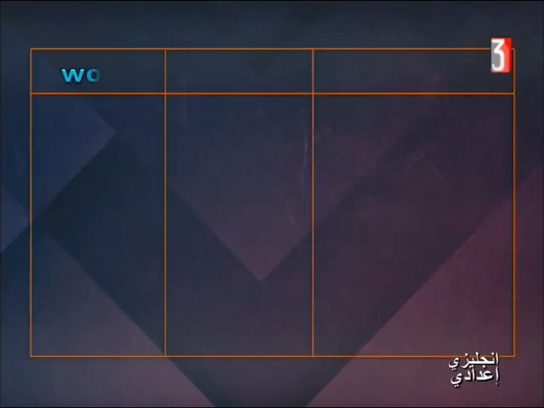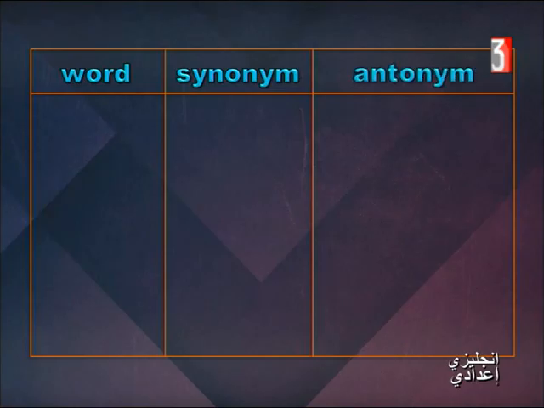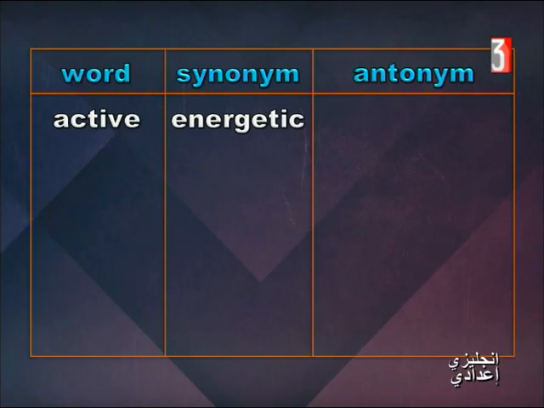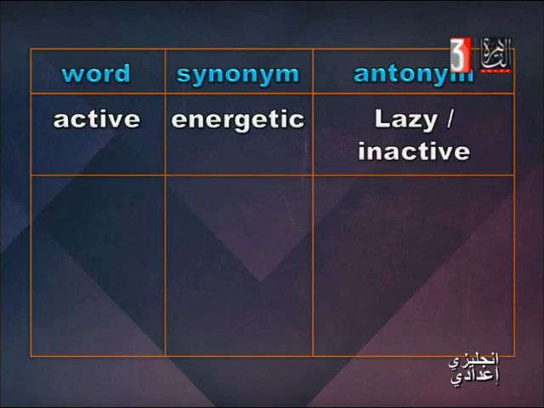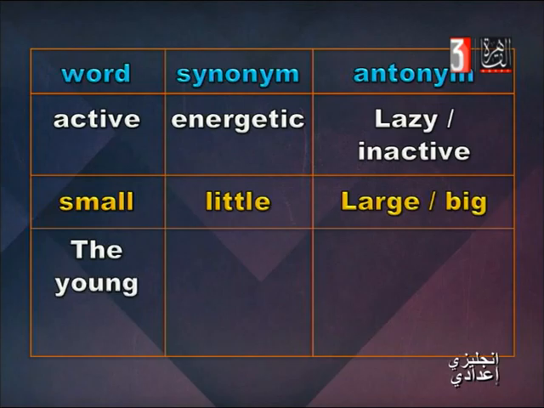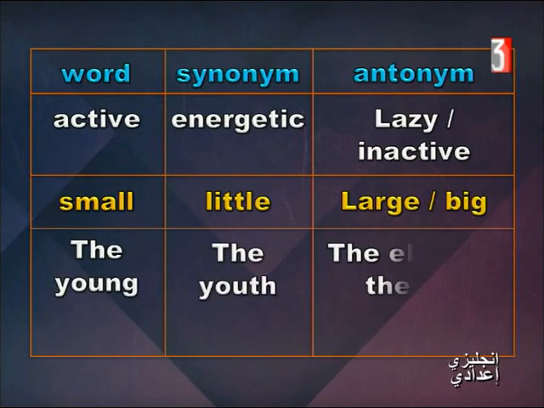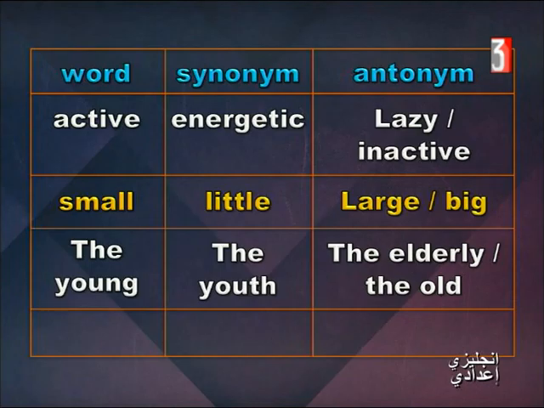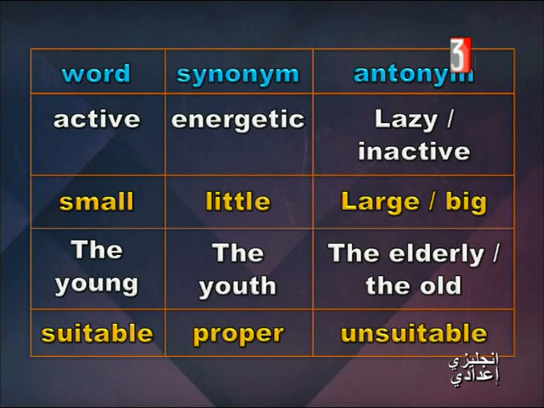So we have here the table: word, synonym and antonym. We have active, نشيط, energetic; the opposite of it, lazy or inactive. We have small, the synonym little, the opposite large or big. We have also here young, الشباب, the youth, and the opposite, the elderly or the old. We have here suitable, مناسب, which means proper; the opposite of it, unsuitable.